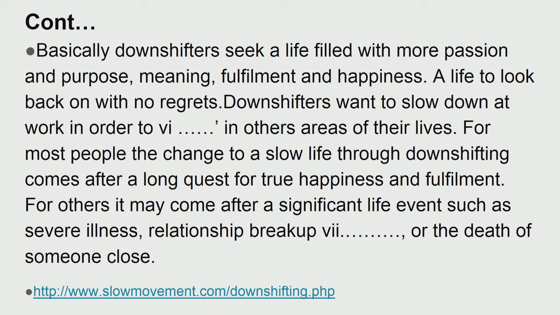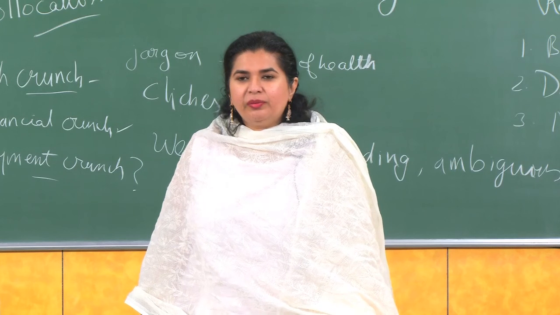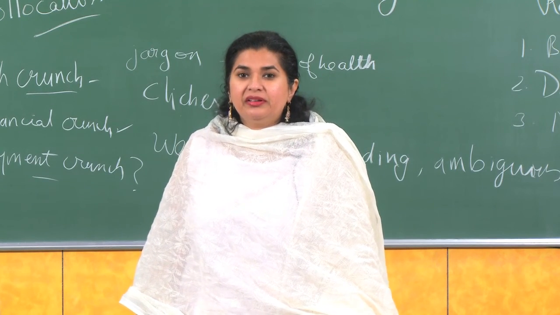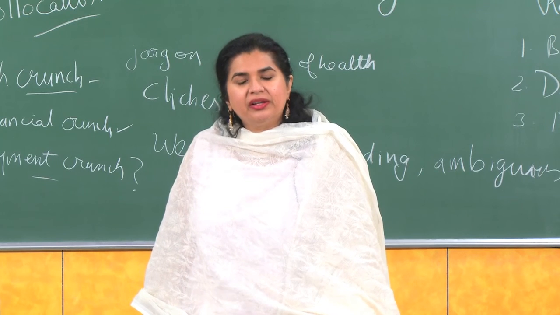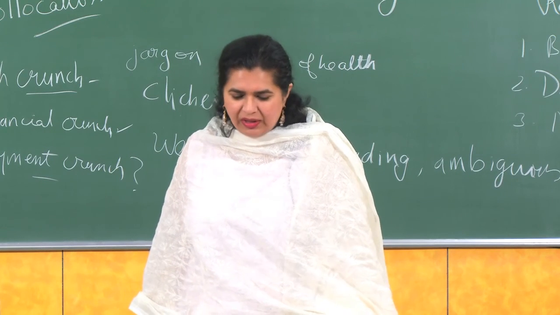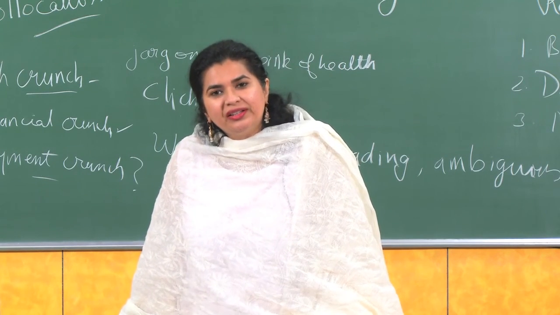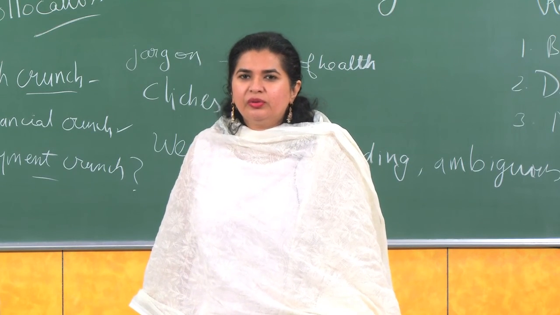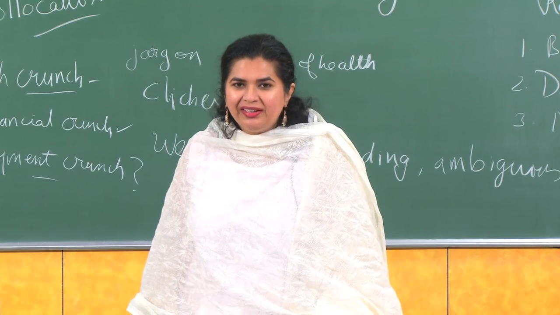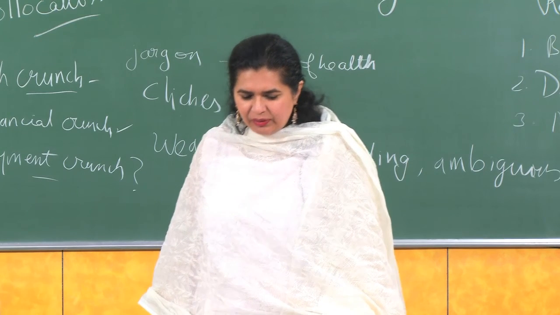So, this is the source given to you, reference, and this passage is about downshifters, people who voluntarily choose a slower way of life, not because they can't do any better, but they choose it because they have something better to do. And I have already given you the list of words. I hope you look up those words and their meanings, their collocations, and see how they are used.